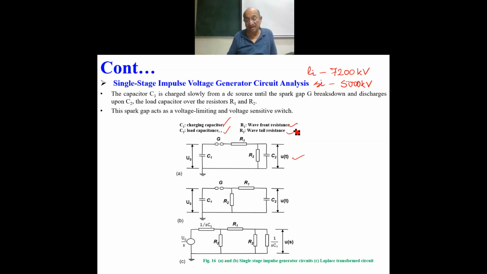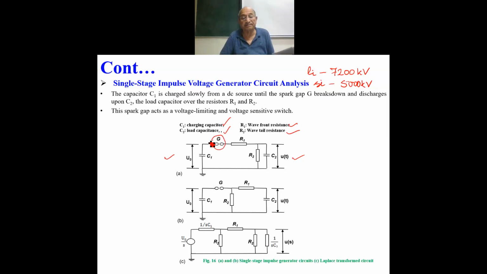That means R1 determines the duration of time of the wavefront, and R2 determines the decay, that means the time required to reach 50% of the peak value, and that is the tail time. What else is here? You need a source of voltage, and this is a DC voltage. Mind it, you charge the C1 with a DC. And what else do you need? You need just a sphere gap.